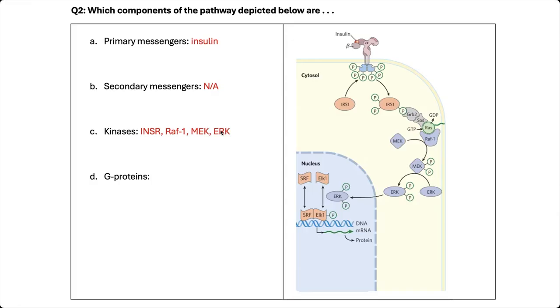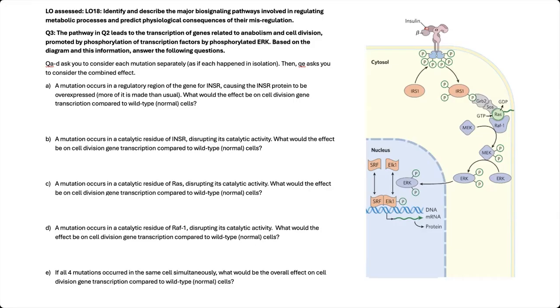What about G proteins? So our receptor in this case was not associating with the G protein, but we did have this G protein down here, this RAS protein. We could see that it's releasing GDP and binding to GTP. And it's doing so stimulated by the GEF, SOS. So now let's look at some more questions, looking at that same pathway.